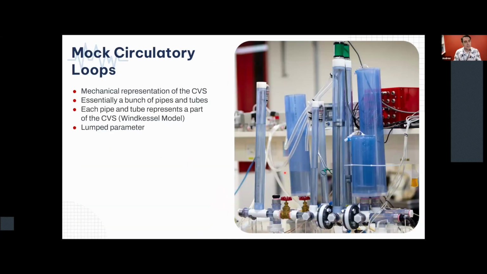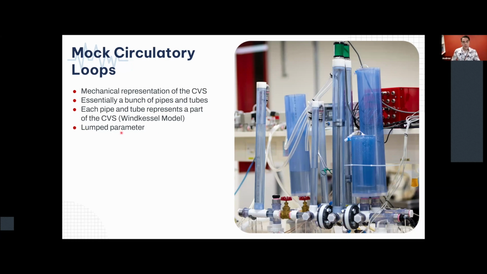But we're really here today to talk about mock circulatory loops. So a mock loop is a mechanical representation of the cardiovascular system. Essentially, it's a bunch of pipes and tubes, and each pipe and tube represents a part of the cardiovascular system, modeled by something we call the Windkessel model. So each of these chambers here is a compliance. We've got left ventricle, left atrium, right ventricle, right atrium. We've got some little valves in here. We'll go through all of these components in a minute.